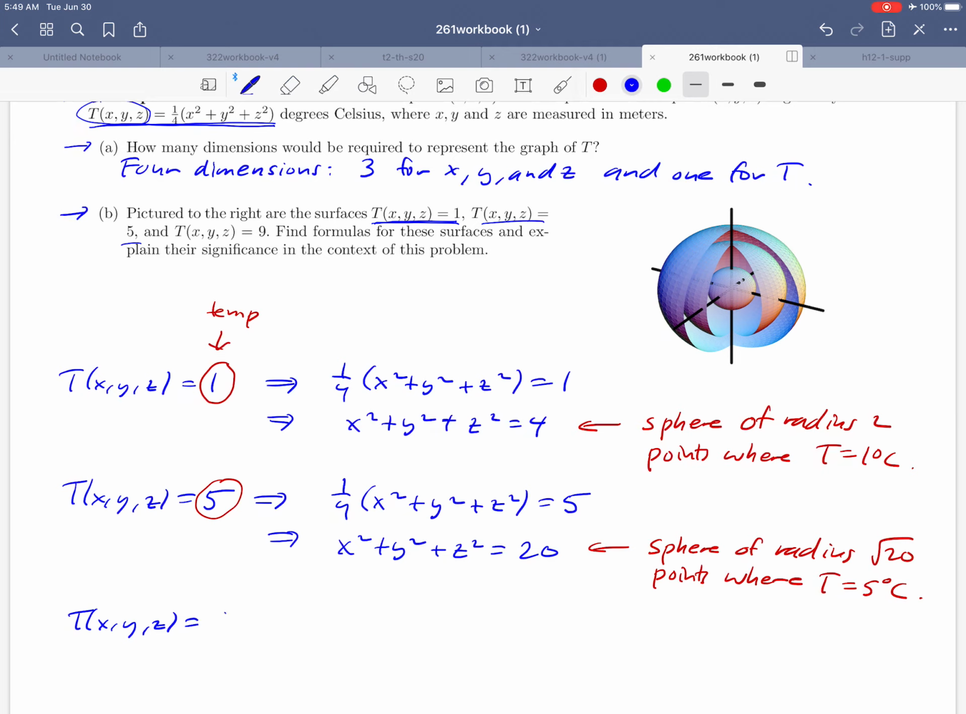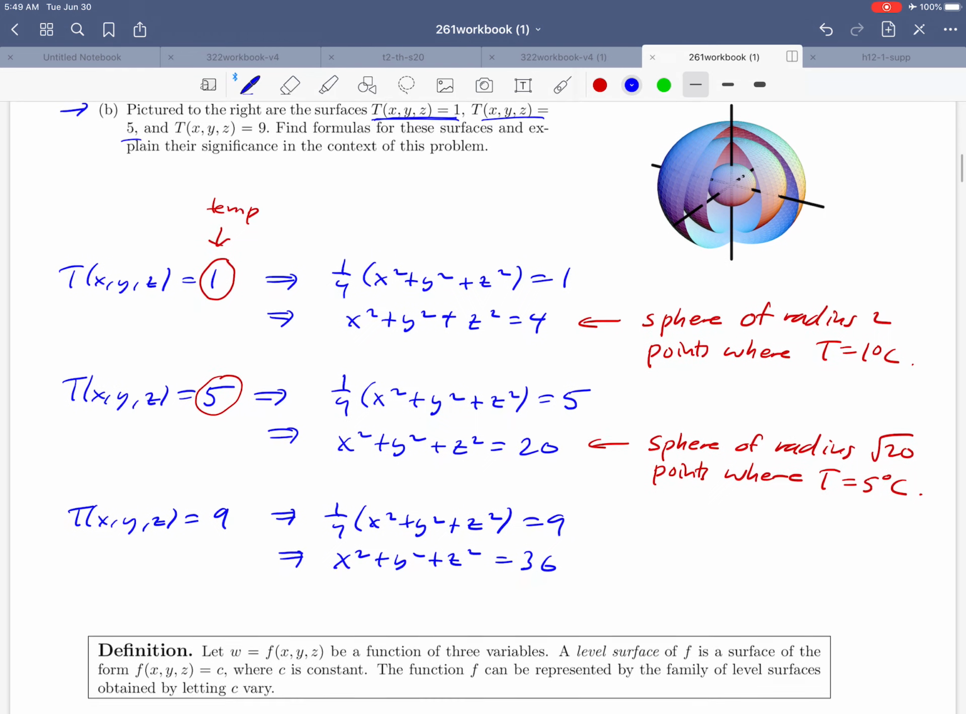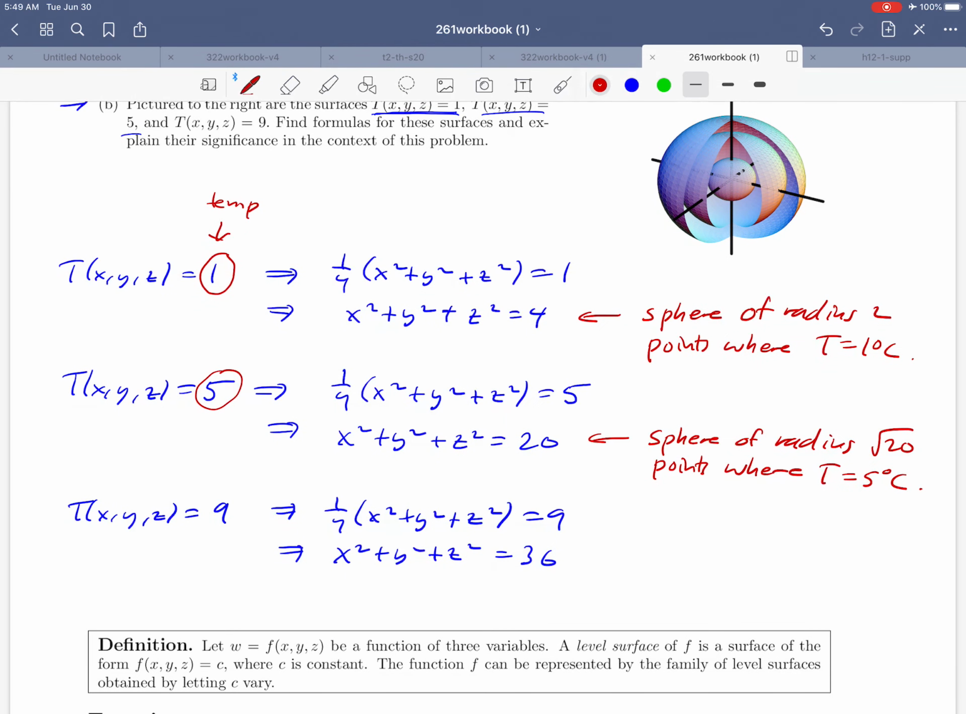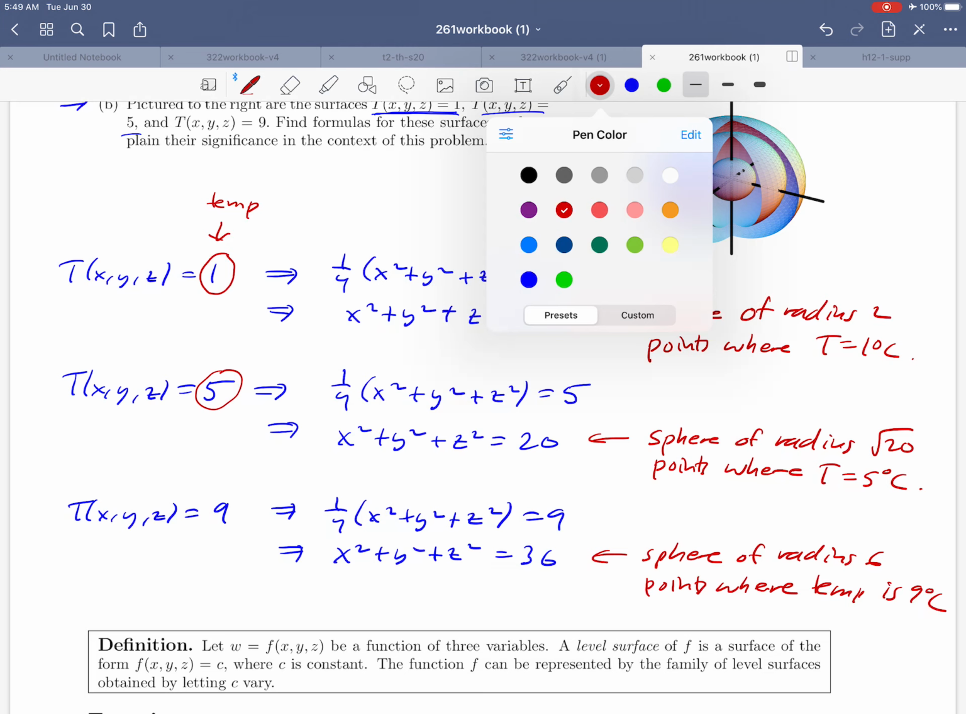Okay, and then finally, last calculation, same idea. If we take our temperature, set it equal to 9, and do the algebra here, this time we're going to get a 36 when we multiply both sides by 4. So here we're looking at a sphere of radius 6. Okay, and this is points where the temperature is 9 degrees Celsius.